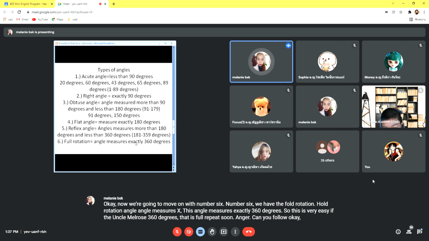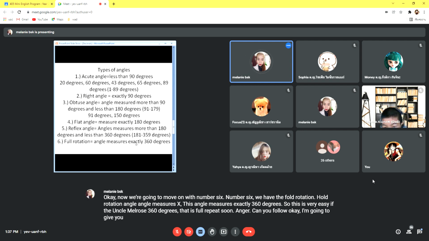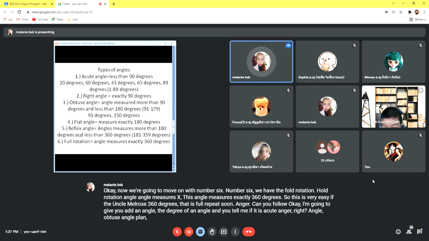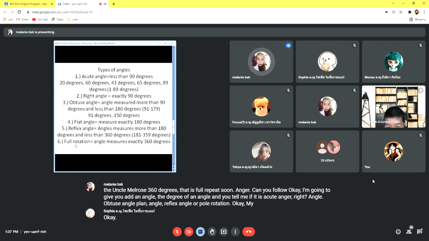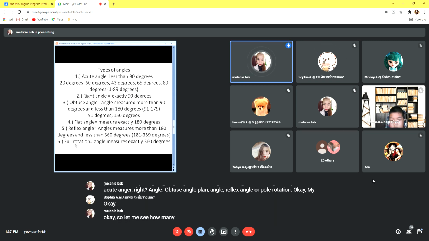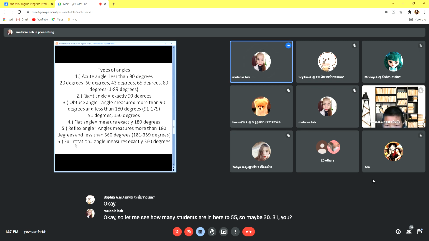Okay, I'm going to give you the degree of an angle, and you tell me if it is acute angle, right angle, obtuse angle, flat angle, reflex angle, or fold rotation. Okay, let me see how many students are in here. 13 students. Okay, so here we go.